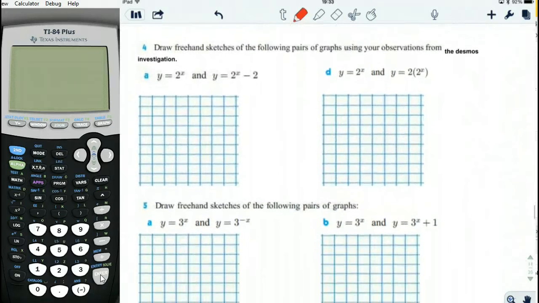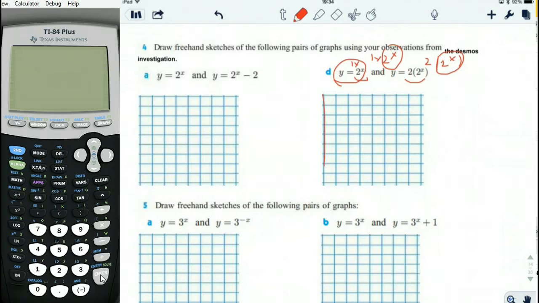4. Draw freehand sketches of the following pairs of graphs using your observation from the Desmos investigation. So you need to think back to your Desmos investigation. Maybe you could open it up. But let's see. We'll take this one: y equals 2 to the x and y equals 2 times 2 to the x. So remember, in one case you got an exponential, and then you're multiplying this one just by 1, right? So it's like you're comparing 1 times 2 to the x to 2 times 2 to the x, right? So what's the difference between these two? Well, remember that at x equals 0, this part with the exponent just becomes 1, right? Because anything to the 0 power equals 1.